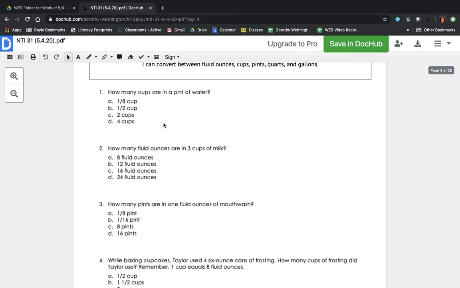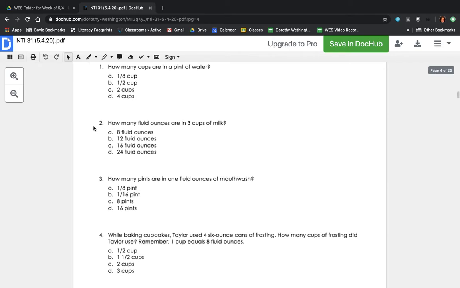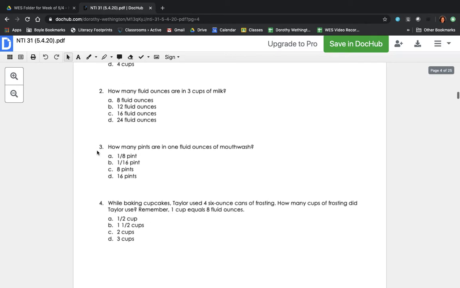Question 1. How many cups are in a pint of water? A, 1/8 a cup, B, 1/2 a cup, C, 2 cups, or D, 4 cups? Number 2. How many fluid ounces are in 3 cups of milk? A, 8 fluid ounces, B, 12 fluid ounces, C, 16 fluid ounces, or D, 24 fluid ounces?